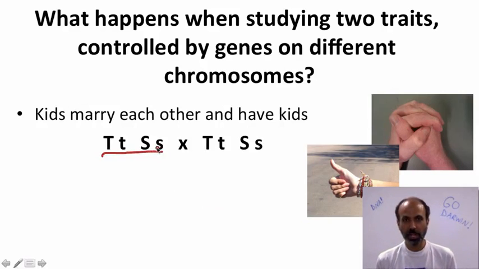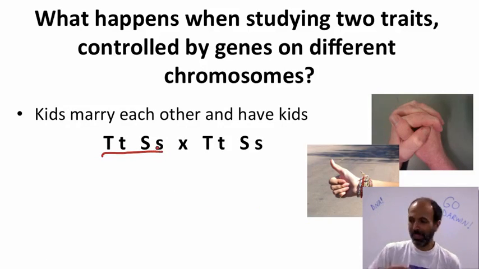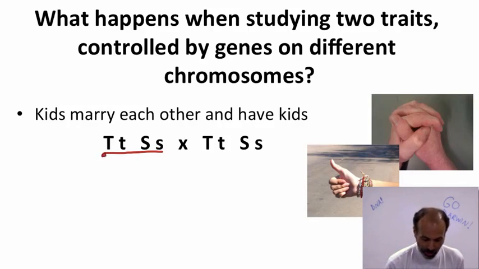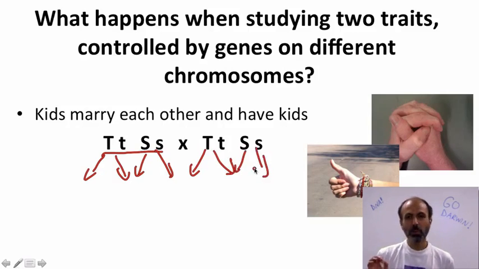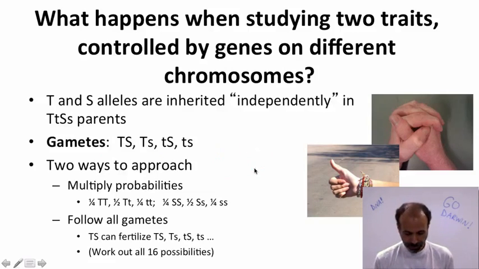And let's say the kids marry each other and have kids. It's a little gross, I'm sorry, but let's pretend this just for a moment. What will we see in their offspring? Well, the kids can give different alleles, right? This boy right here could give his big T or he could give his little t. He could give his big S or he could give his little s. And the same thing is happening with the girl here. So it's a little bit more complicated what's going to happen.